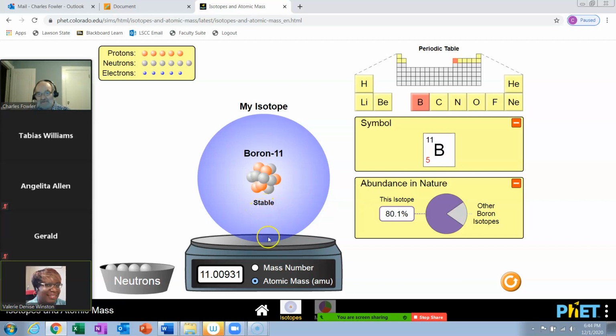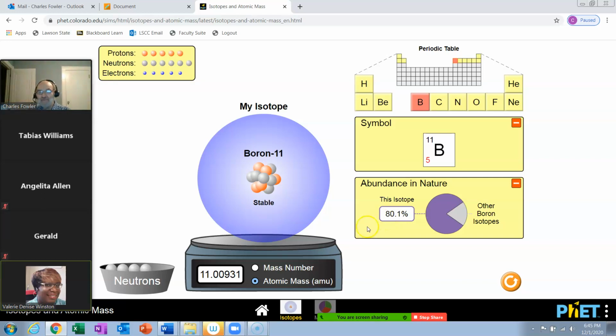All right. What's the mass number? Anyone want to make a guess? 11. You're right. What's the atomic mass? 11.00931. Perfect. What's its symbol? 11,5B. Got it. And what's its abundance in nature? 80.1%. Wow. Now that's the lowest for the primary that we've seen. Most of them have been around 90 or 95 or 99. This one's only 81. So it lets you know you probably have some isotopes.